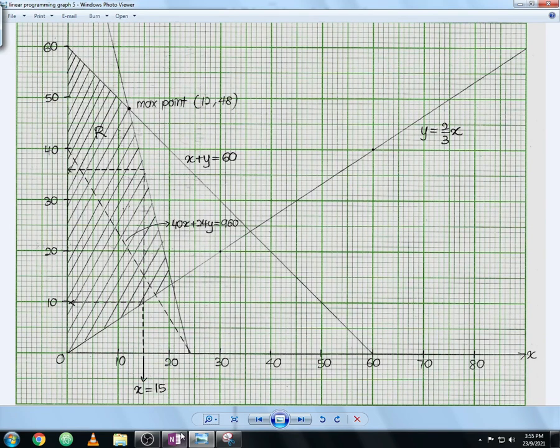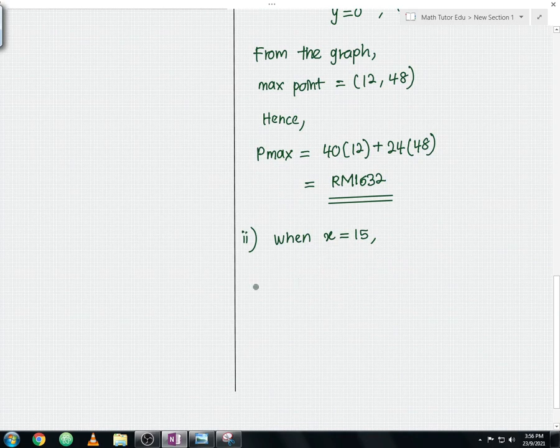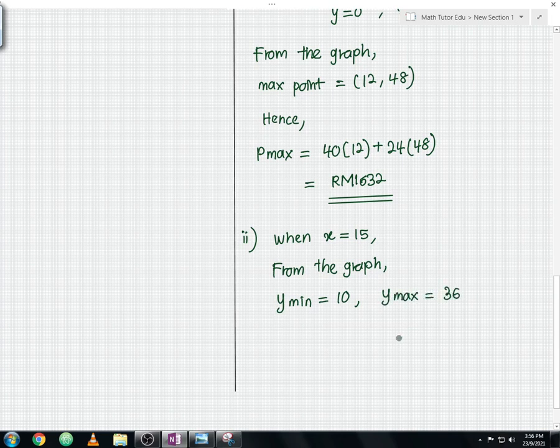Back to our main discussion. From the graph, we find out that our y minimum is equal to 10 and your y maximum is equal to 36. So in conclusion, our final answer will be 10 less than or equal to y less than or equal to 36. This will be your answer for question C part 2. Let me underline the solution.